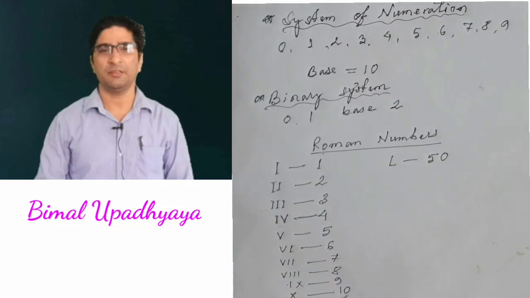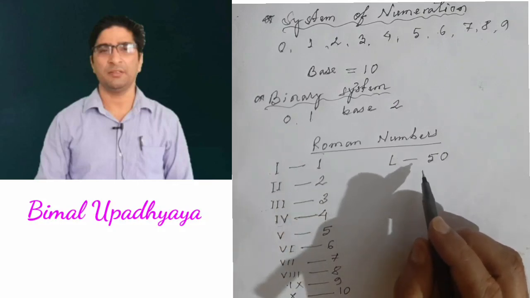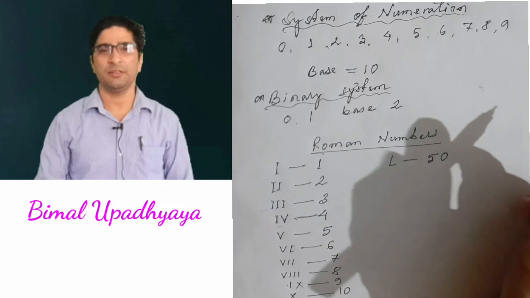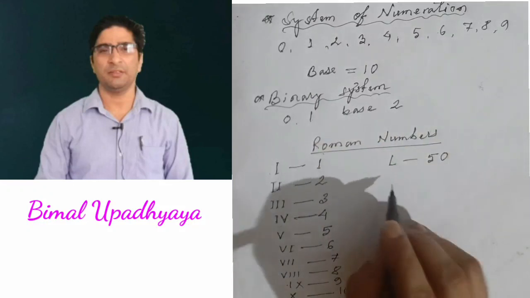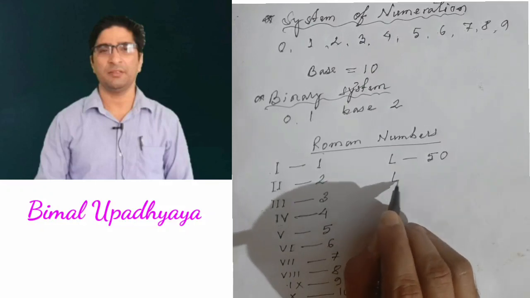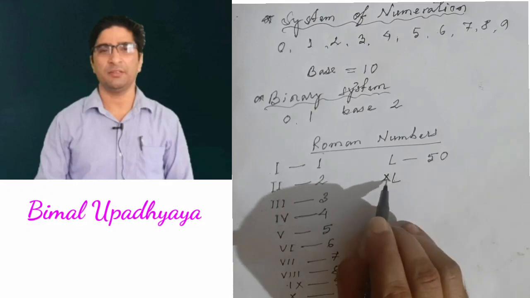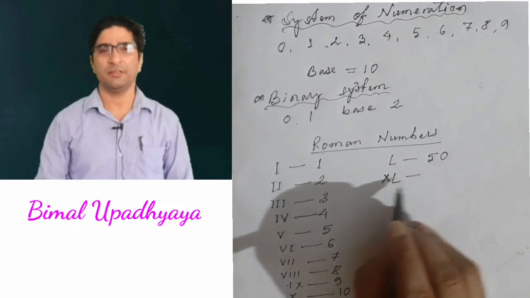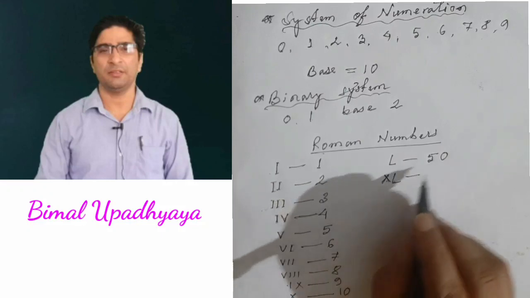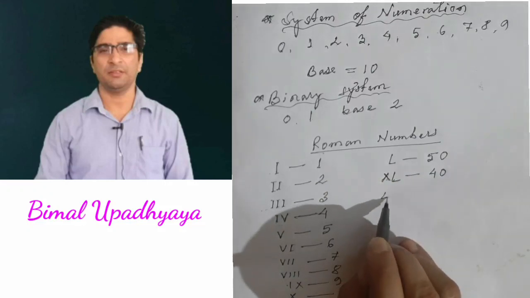Now if L is 50 and I want to write 40, I cannot write four X's, because we cannot write the same symbol 4 times. So how can I write 40? We can write it as 50 with 10 on the left side, so 50 minus 10. If it were on the right side, it would be added, but since it is on the left side, it is subtracted. This becomes 40.